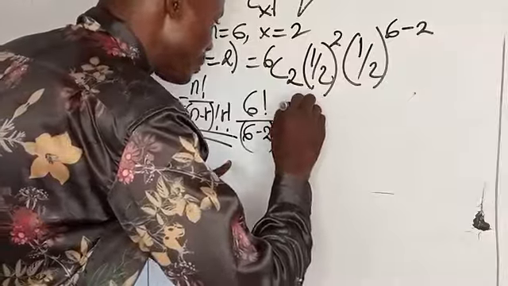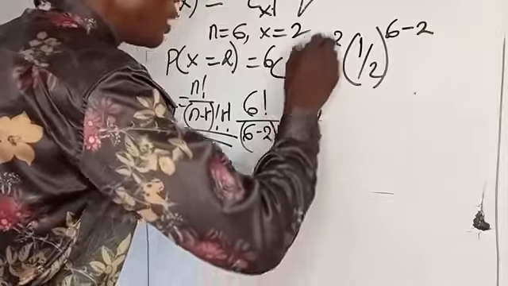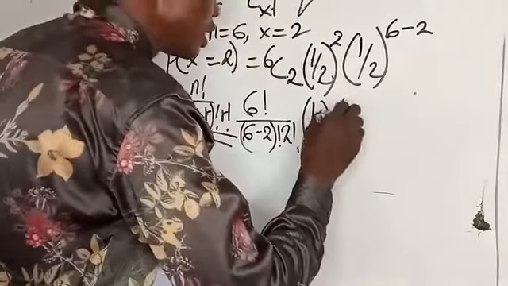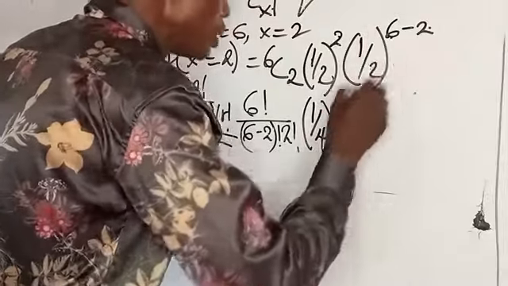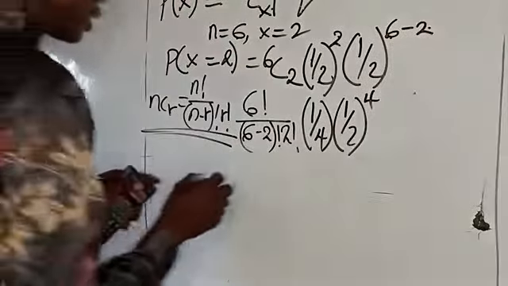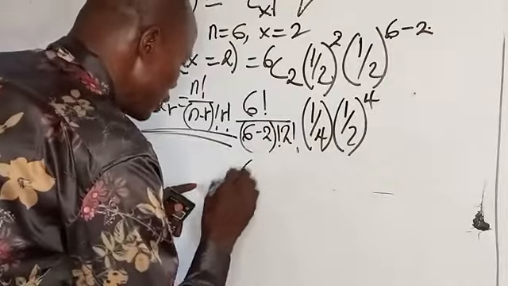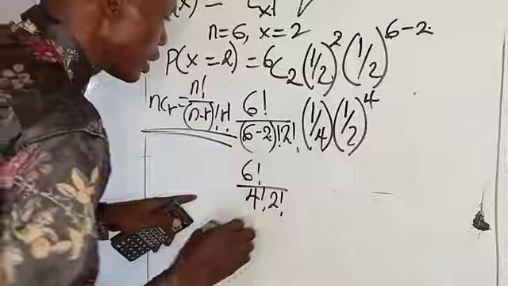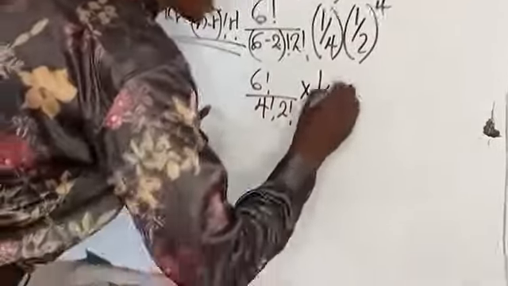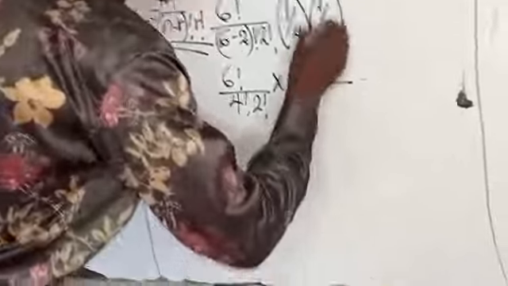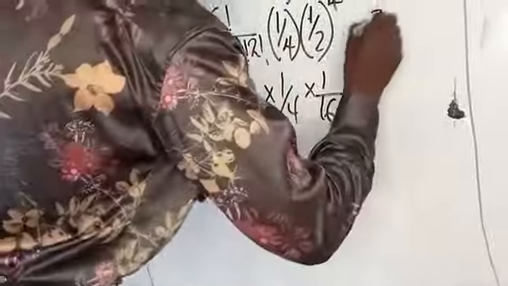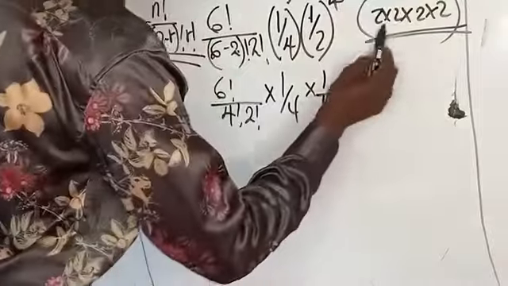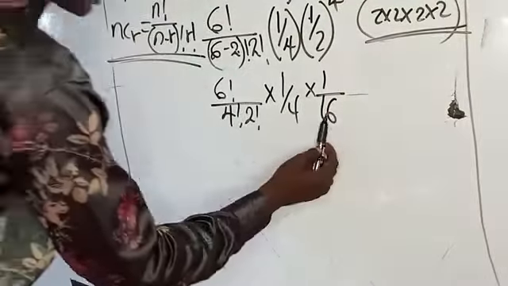Multiply by 1 over 2 squared: 1 squared is 1, 2 squared is 4, so 1 over 4, times 1 over 2 raised to power 6 minus 2, that is 4. So we have 6 factorial over 6 minus 2, that is 4 factorial, and 2 factorial, multiplied by 1 over 4 times 1 raised to power 4, which is 1, over 2 raised to power 4, which is 16, that is 2 times 2 times 2 times 2. 2 times 2 is 4, 4 times 2 is 8, 8 times 2 is 16. That's how I got 16.